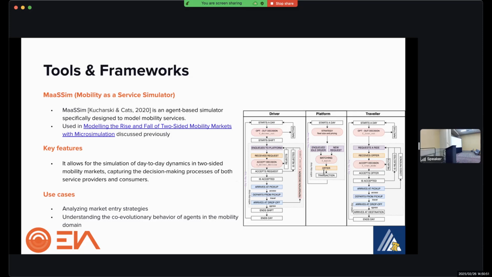And it has been used to analyze market entry strategies for new mobility services where you may not already have historical data to analyze because it's a new service. But nevertheless, you can simulate that if you have a good agent interaction model. And it has also been used to understand the co-evolutionary behavior of agents in the mobility service as well.